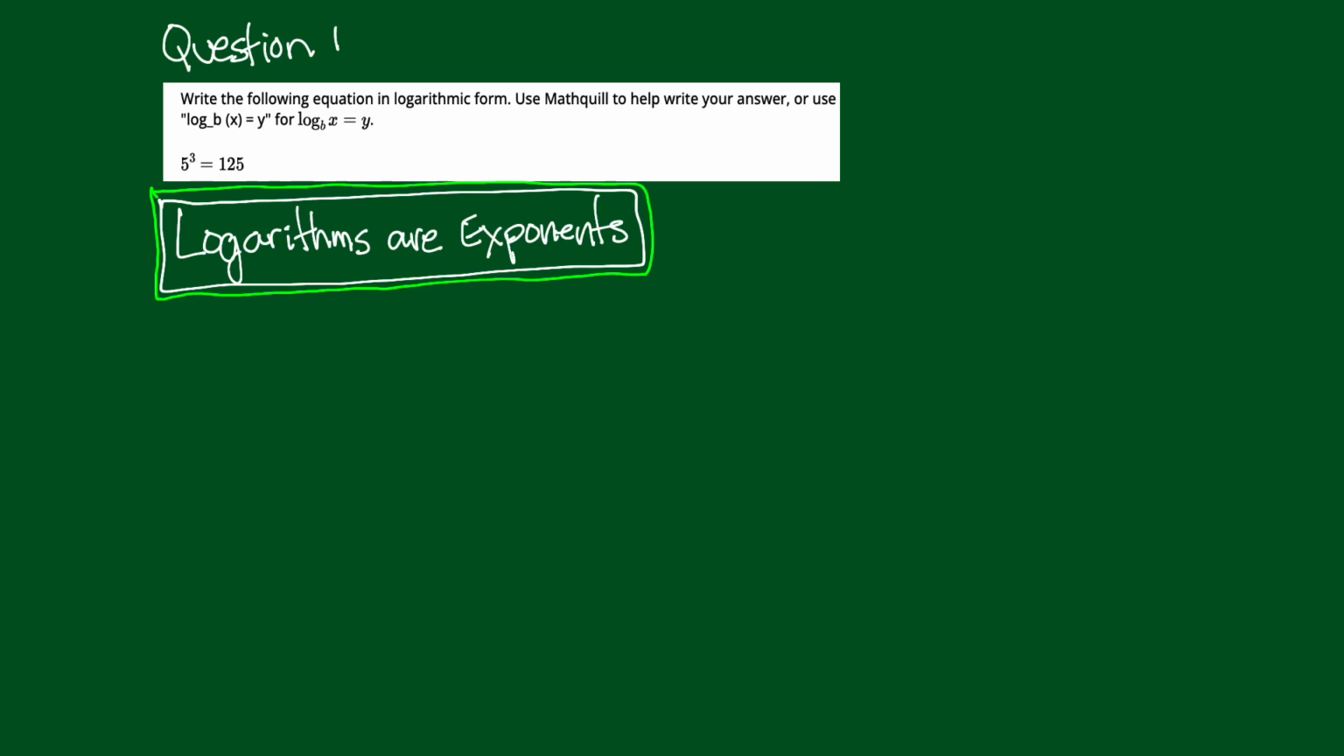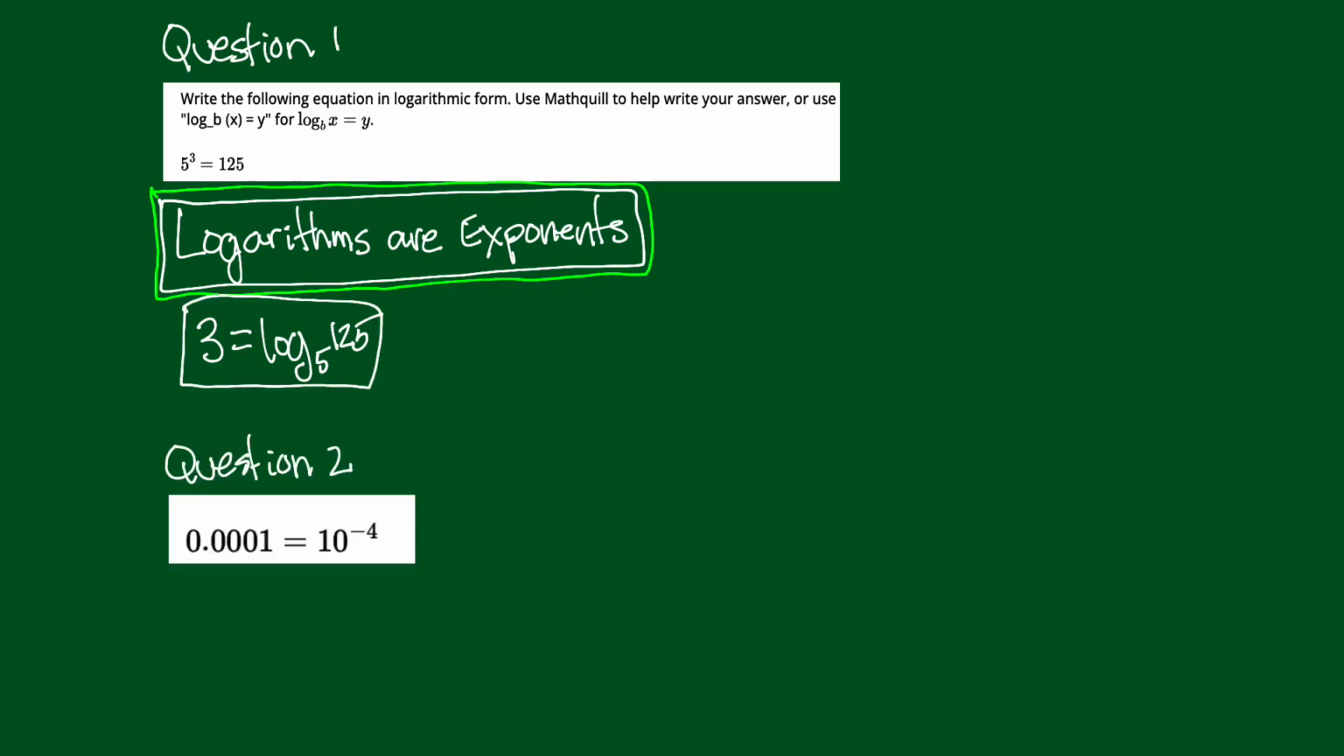So here's what we have. 5 to the third is 125. Now, logarithms are exponents. So what's the exponent here? 3. So 3, I'm just going to write what I say. 3 is the exponent, but exponents are logarithms. 3 is the logarithm. Now what's the base here? The base of this exponential is 5. So base 5 of 125. And if you read it this way, the logarithm is the exponent.